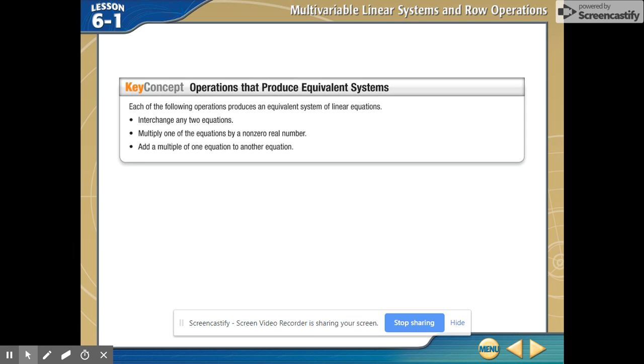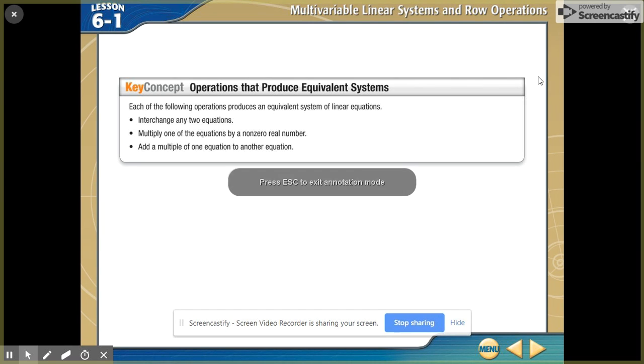All right. So what we want to think about is, this is our key concept, our first part of this, is that we can do certain manipulations to systems of equations and not change our solution. So the first thing is we can switch our equations. So if we look at our expression here, right? So we can interchange the two equations, meaning we can swap the order. We can multiply by a non-zero number, and we can add one to the other.